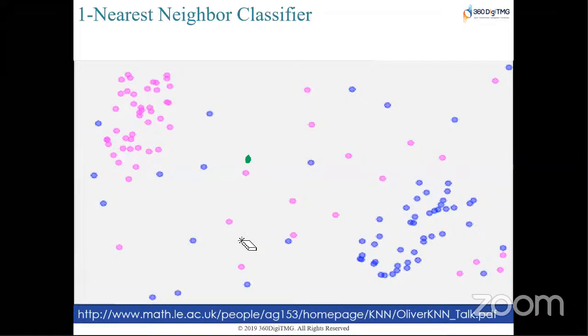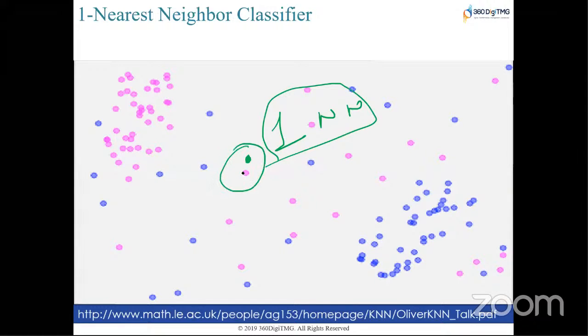Now, based on the concept of one nearest neighbor, that is, who is the person closest to this person? The closest is the pink dot. So therefore, this data point is also pink. Do you understand the concept of one nearest neighbor? Please respond. Perfect.